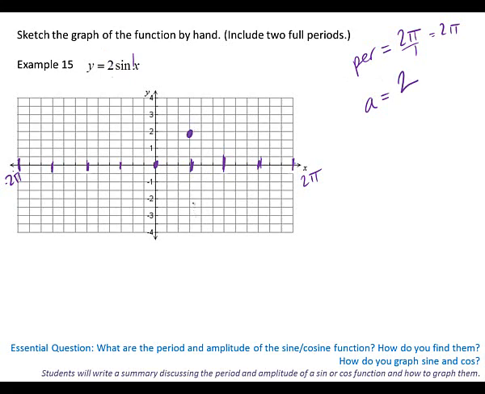So now where should I go from there? Should I go up or down? Down to 0, right? All right, and then from there, where should I go? Down to how far? -2, good. And then from there, where should I go? Up to 0, excellent. And if you want to sketch that half in, you can.